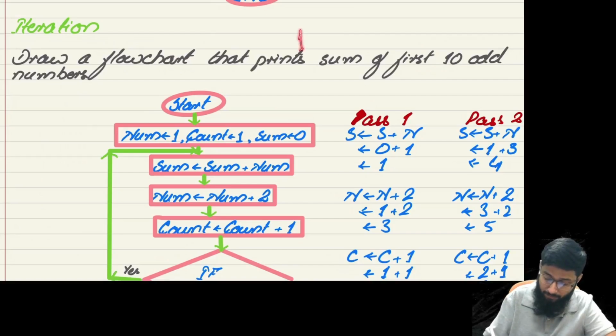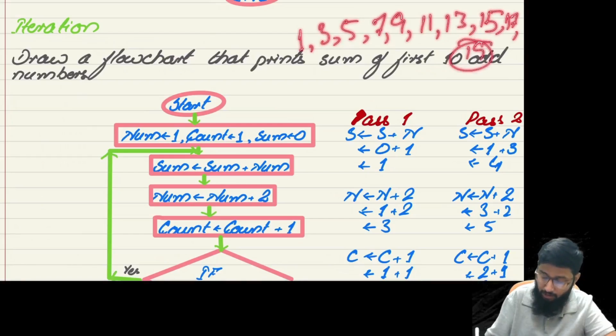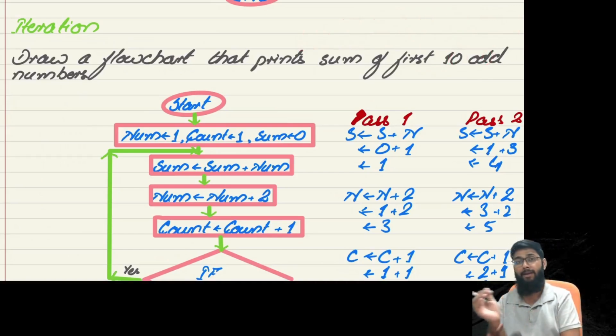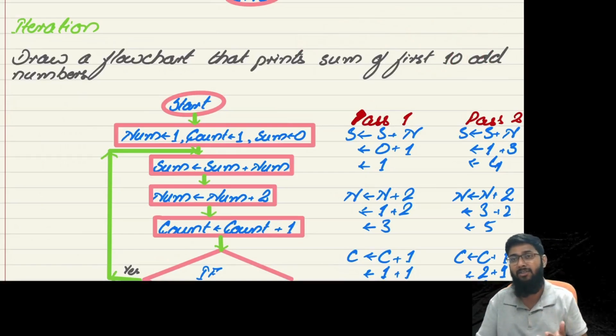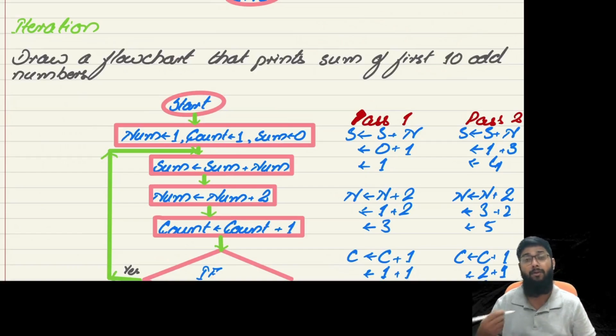We have 1, 3, 5, 7, 9, and then 11, 13, 15, 17, and finally 19. So this is how your 10 odd numbers are created: 1, 3, 5. We do not need to actually mention every number. We need the program to calculate by its own. So how are we going to calculate it by its own?